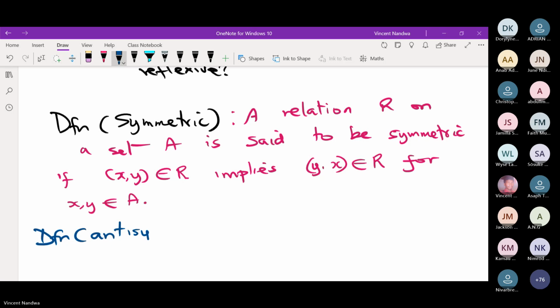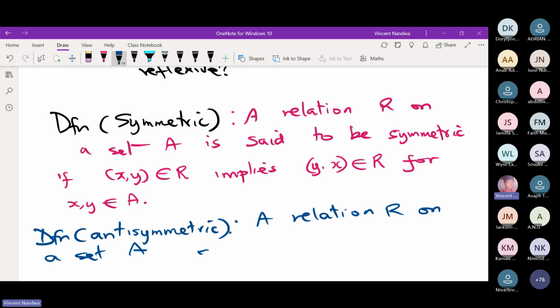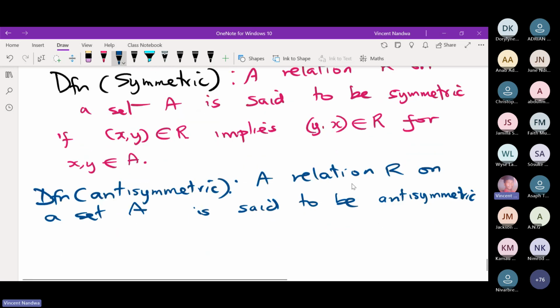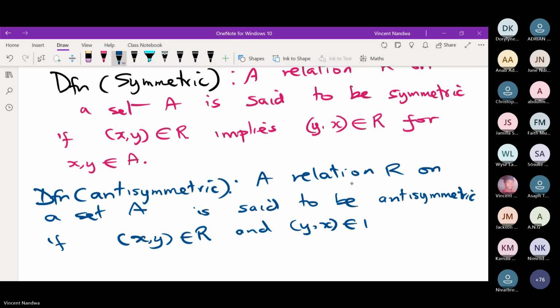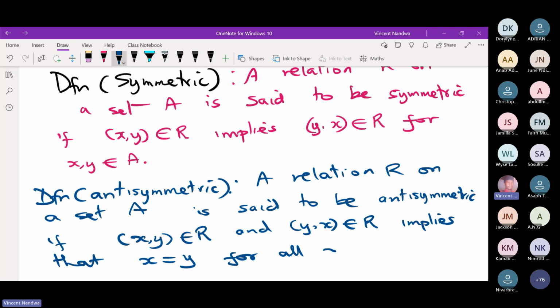Then antisymmetric. A relation R on a set A is said to be antisymmetric if an element (x,y) in the relation R and an element (y,x) in the relation R implies that x equals y, for all x and y in A.